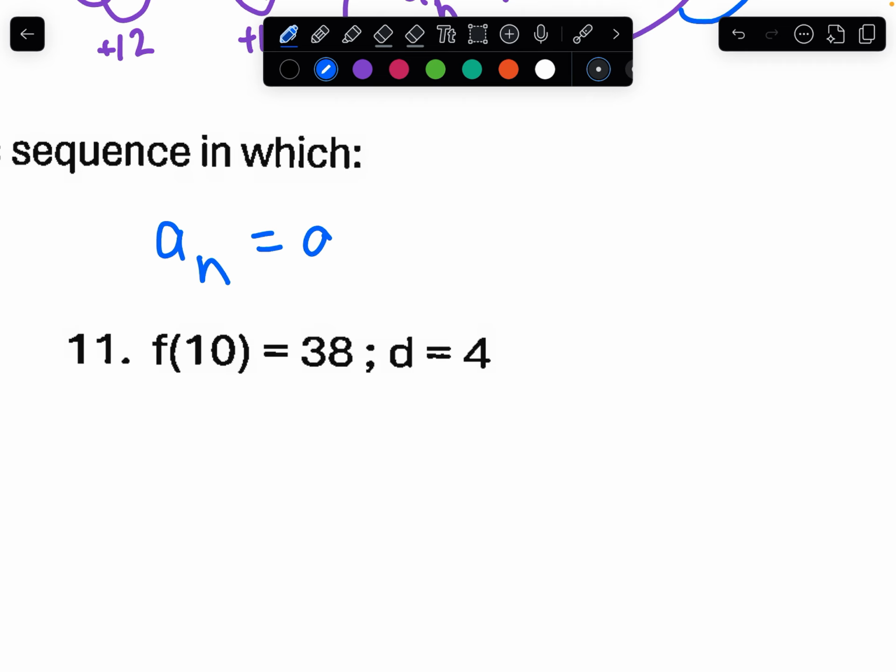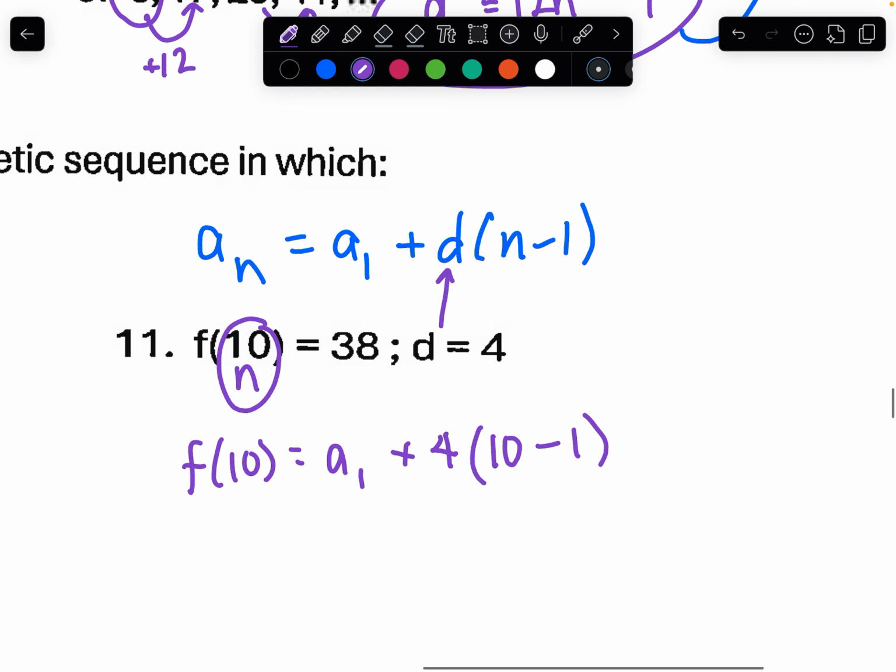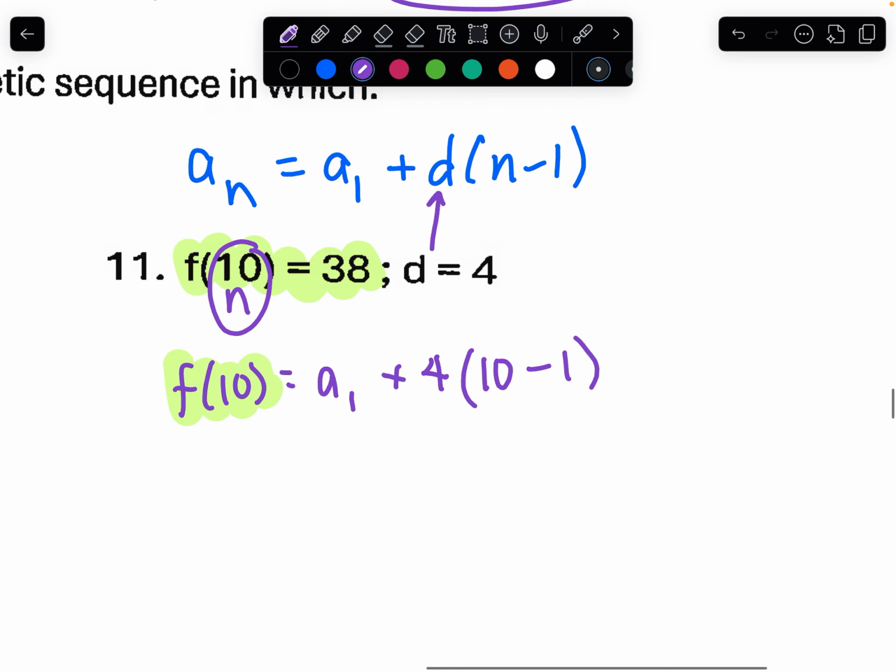So a sub n equals our first term plus our common difference times n minus 1. What we're given is f of n. We're given that n is 10, and we're given our common difference. So I'm going to plug all of this in. Again, function notation and a sub notation, you can use either one. So we're finding f of 10 is our first term, which we don't know, plus our common difference, times, well, we do know what n is, 10 minus 1. We also know that f of 10 is 38. So I'm going to substitute that in.